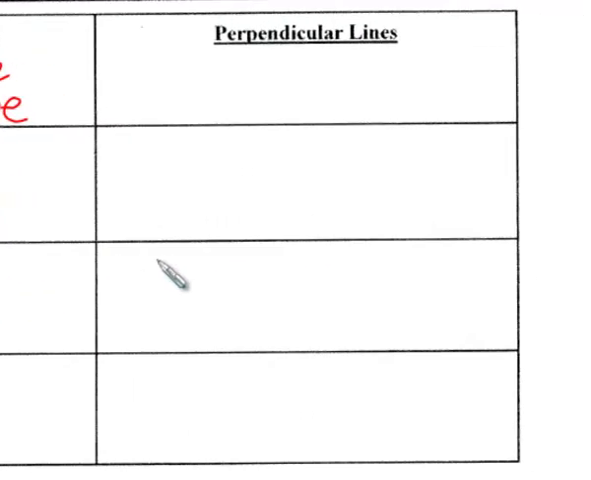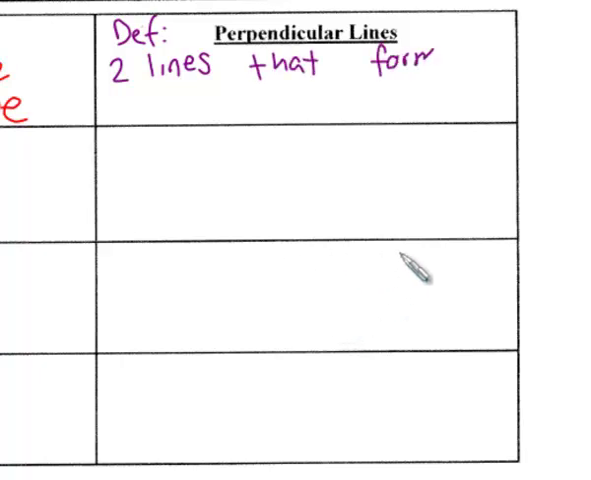Now we're going to talk about perpendicular lines. Again, we have our definition, which is two lines that form a 90-degree angle. In order to find two perpendicular lines, we have to use the opposite reciprocal of the slope.